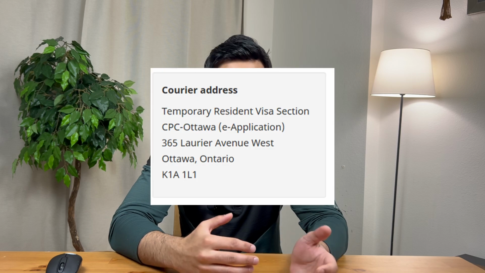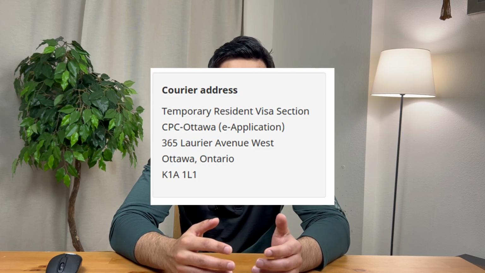I strongly suggest you use Canada Post to send your passport to the IRCC office, but in case Canada Post is on strike, you can use other courier services as well, like FedEx. The whole process is the same. You will be buying the same two envelopes, but you will be sending these to a different address that you can find right now on the screen.